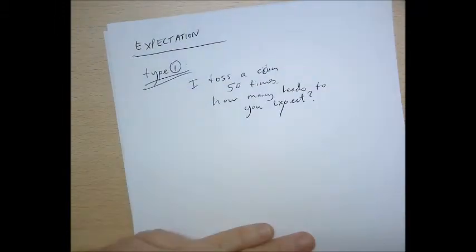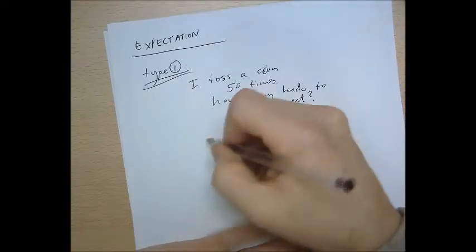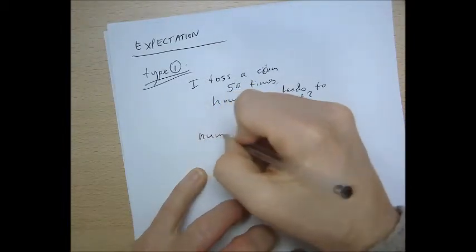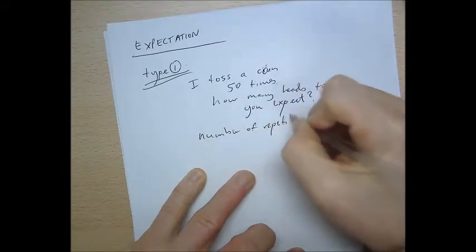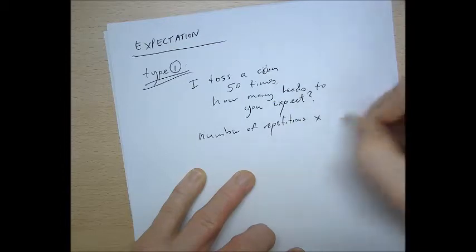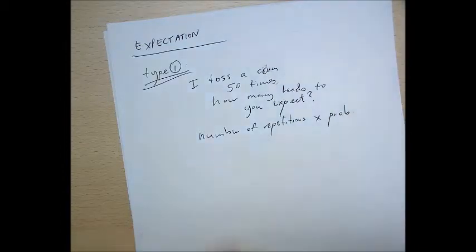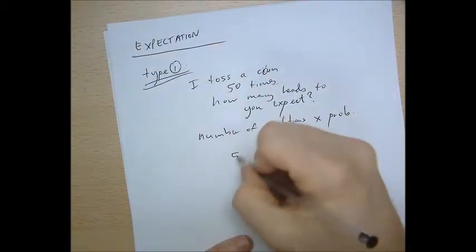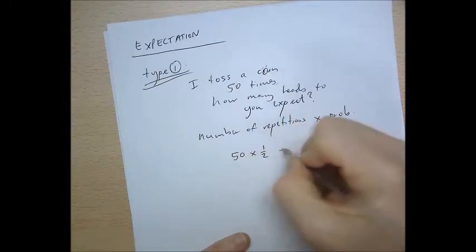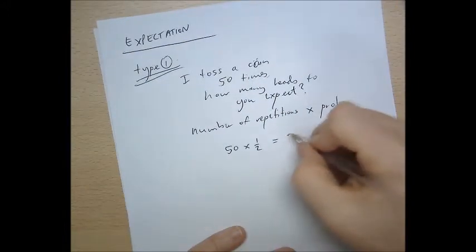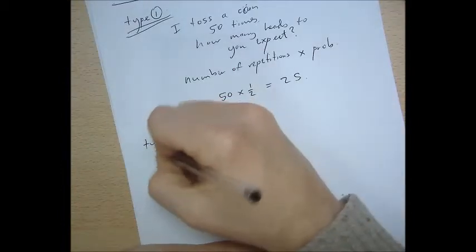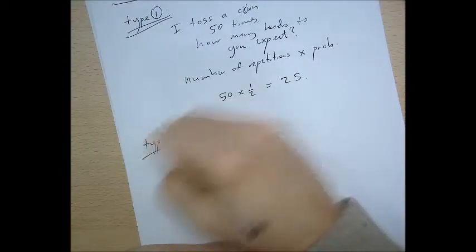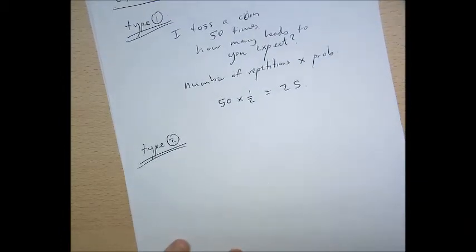So type 1 questions are really very straightforward. If you want a fast way of doing them, it's very simple. It's number of repetitions times the probability of what you're interested in occurring. So that's how I got the 25. It's 50 times half equals 25.